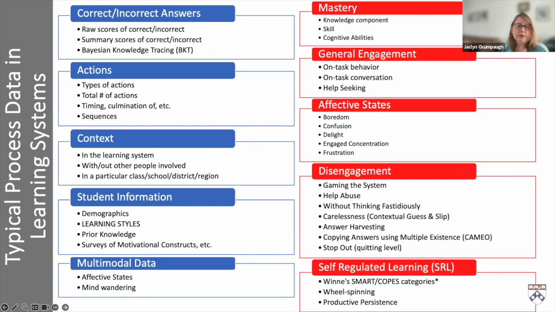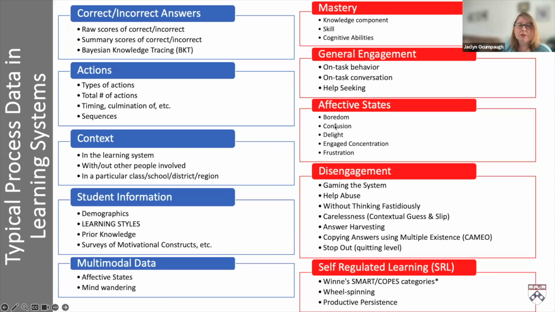Right. Now, this primary data can then be used to construct models of things that are a little more sophisticated. So we can do mastery models based on knowledge components or skills. We could look at cognitive abilities more generally. We can model behavioral engagement, on-task behavior or off-task behavior. We can look at affective states, if we have enough other contextual information.